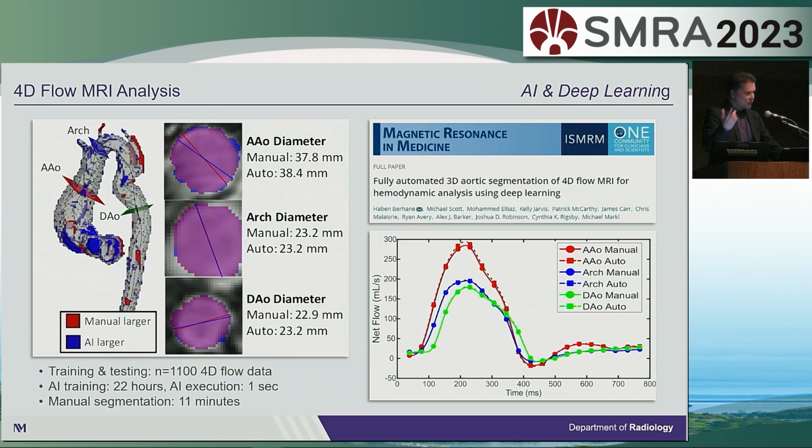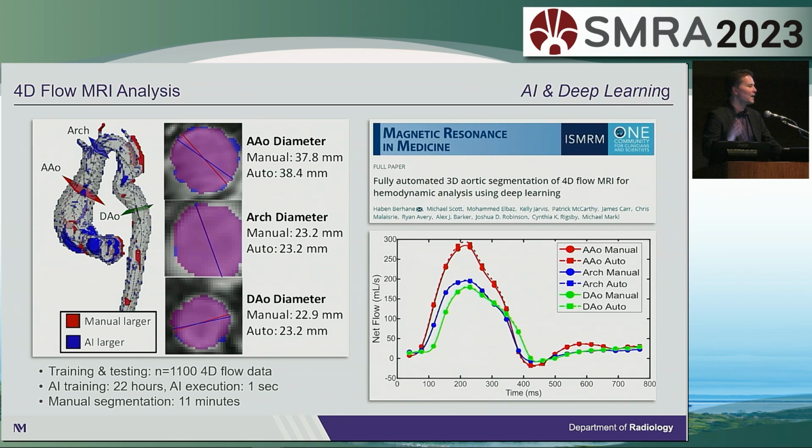The same is true for other kinds of pre-processing steps, such as 3D segmentation. Here is an example of an algorithm that was trained on about 1,000 4D flow data sets of the aorta, where you can see, if you compare the manual and the AI 3D segmentation, that it's fully automatically derived from a phase contrast angiogram directly calculated from the 4D flow MRI data.